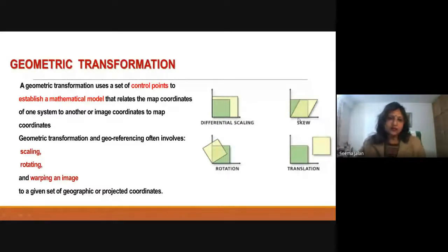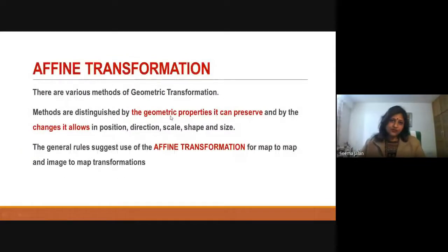It may undergo skewing, it may be rotated, it may be translated in X or Y direction. So I need an equation in which I have all these 6 types of coefficients which can model these 6 types of changes. There are several methods of geometric transformation. We will not go into all the methods today, but we will stick to one only, affine transformation.